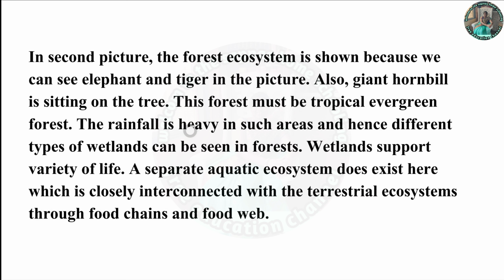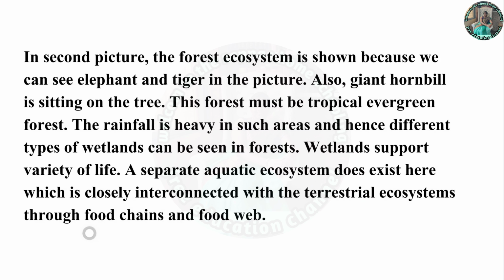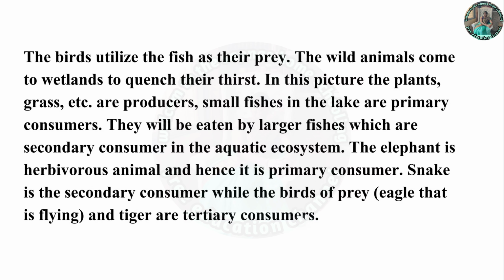Also, a giant hornbill is sitting on the tree. This forest must be a tropical evergreen forest. The rainfall is heavy in such areas, and hence different types of wetlands can be seen in the forest. Forest wetland supports a variety of life. A separate aquatic ecosystem does exist here, which is closely interconnected with the terrestrial ecosystem through food chains and food web. The birds utilize the fish as their prey. The wild animals come to wetlands to quench their thirst.